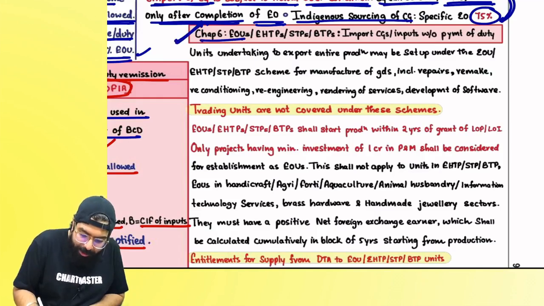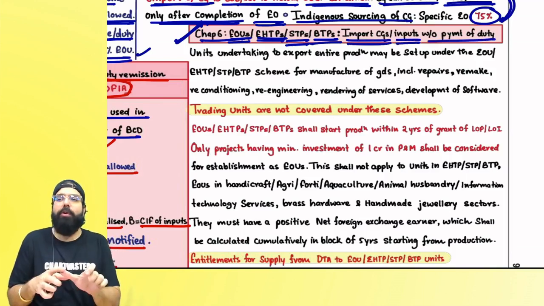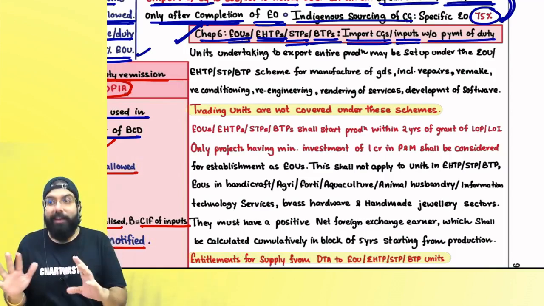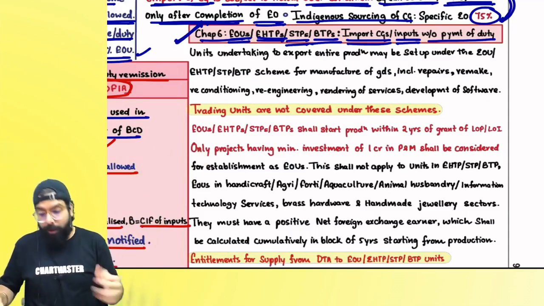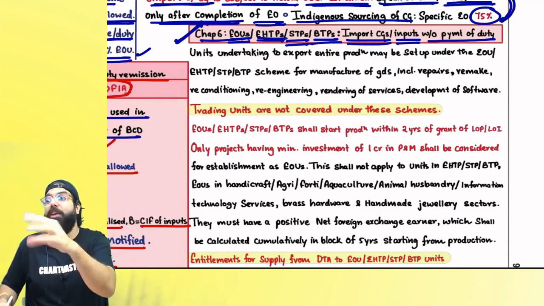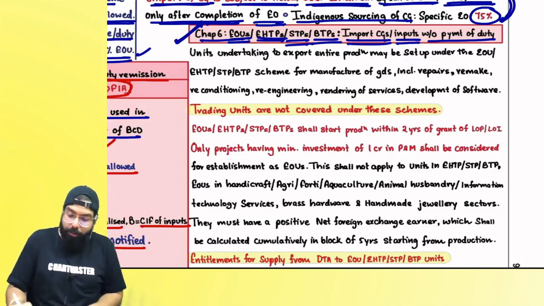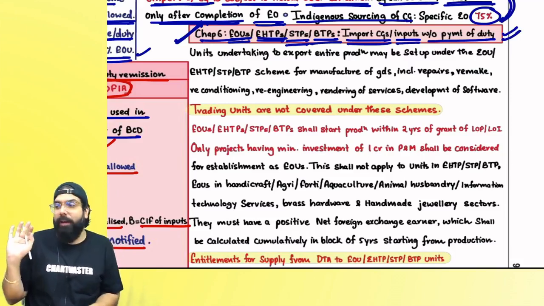Now, sir, EOU, ESTP, software export oriented unit, electronic hardware technology park, software technology park, biotechnology park, import capital goods, inputs without payment of duty. You know why? EOU, ESTP, biotechnology park, software technology park, all these are make in India. They will make, export, get foreign currency. So government is very happy with them. Government told, if you are establishing yourself as a EOU, or ESTP or STP or biotechnology park, we will go ahead and allow you to import anything, imports, capital goods without payment of any duty.